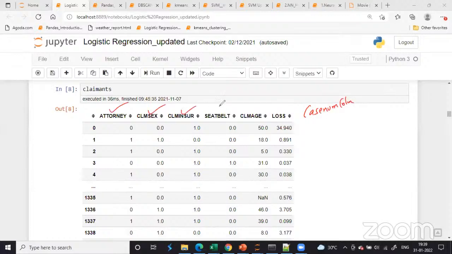You are left with 6 columns now. So attorney is your target variable or dependent variable and all the others are your independent variables.